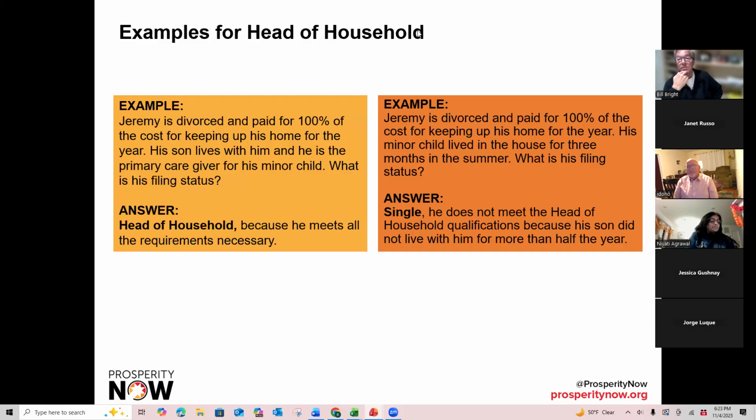Another example: Jeremy's divorced and paid for 100% of the cost of keeping up his home for the year. His minor child lived in the house for 3 months in the summer. What is his filing status? Well, Jeremy, he's single. He doesn't meet any of the qualifications. So it's quite obvious going in the other direction.